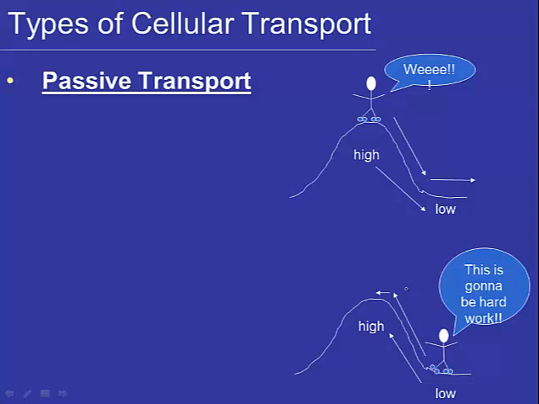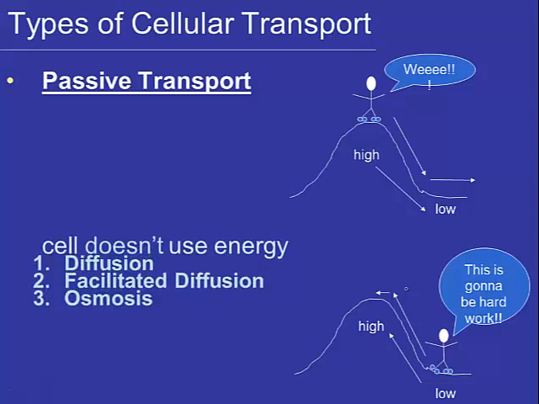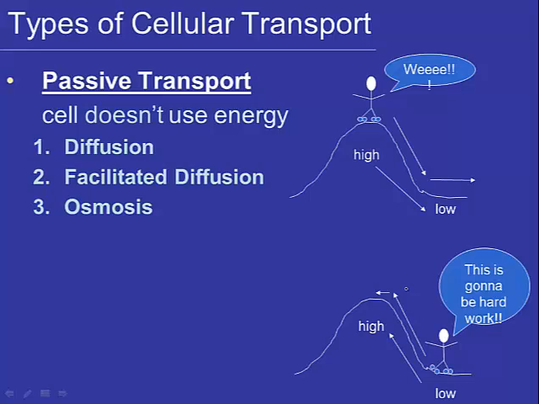So basically, we have two types of transport that can happen in a cell. There's passive transport. In passive transport, the cell is not going to use any energy. So we're talking about diffusion, facilitated diffusion, and osmosis. You can imagine that like being at the top of the hill, and you got to get to the bottom of the hill, and you're on your rollerblades, and you just go right down. Doesn't take a whole lot of energy.